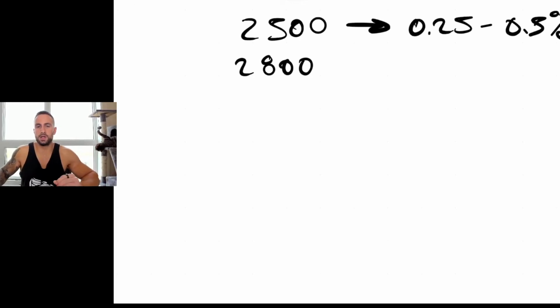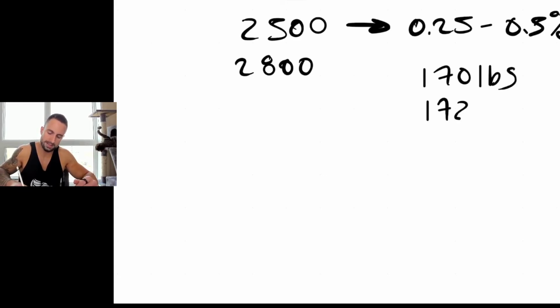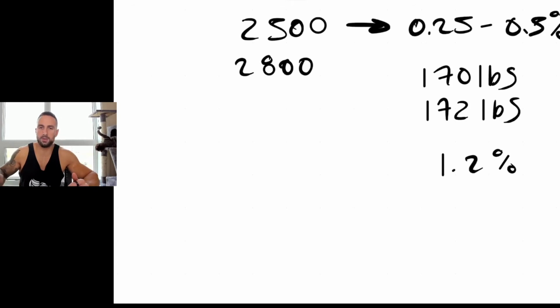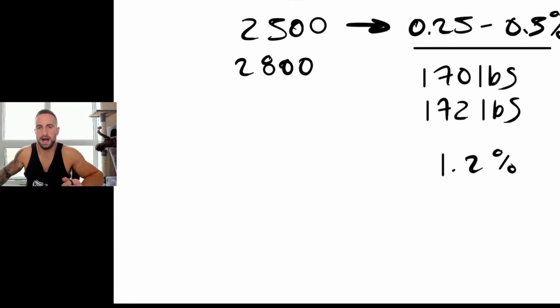Okay, so you track your weekly average weight, which is what you should be doing in order to get good data. So you're tracking your daily body weight, and you're taking the average of those 7 days, and you're comparing that with last week. And let's say you go from 170 pounds to 172 pounds. Okay. So that's a gain of 1.2% of your body weight, which is outside of the 0.25 to 0.5% range. So what do you do here?